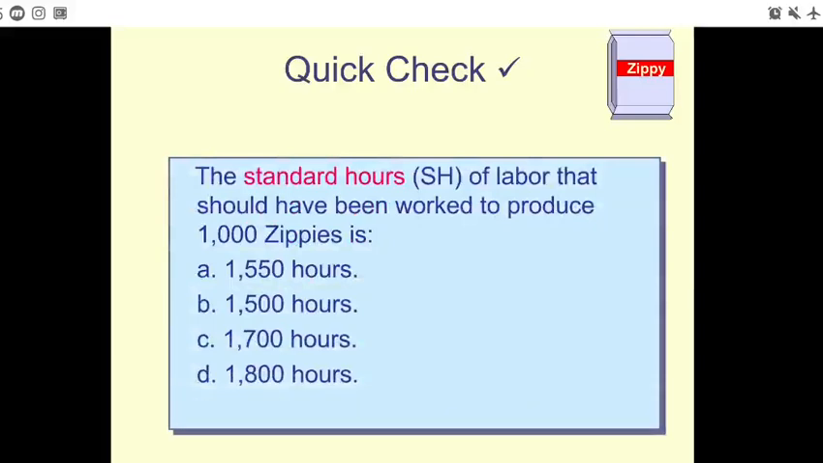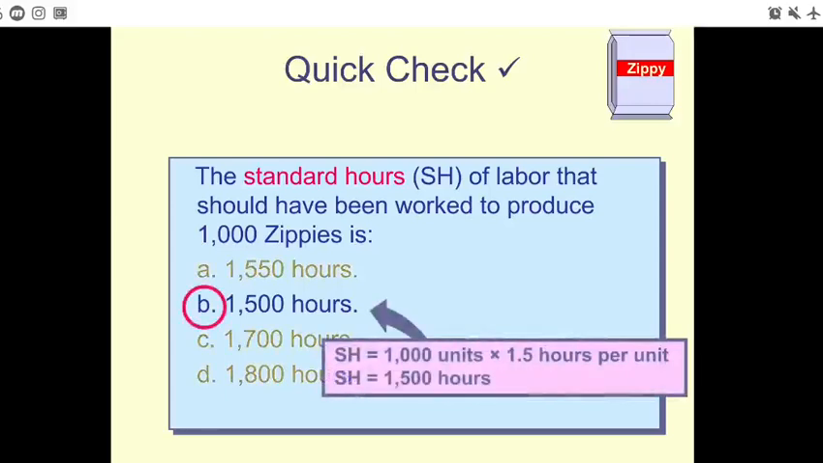Okay, now this is the way to calculate the standard hours. The standard hours of labor that should have been worked to produce 1,000 ZPs. So to calculate this, you have to look at the unit of production. The unit of production is 1,000 units of ZPs. And what is the standard hour for one unit? The standard hour for one unit is 1.5. So the standard hours are equal to 1,500 hours.